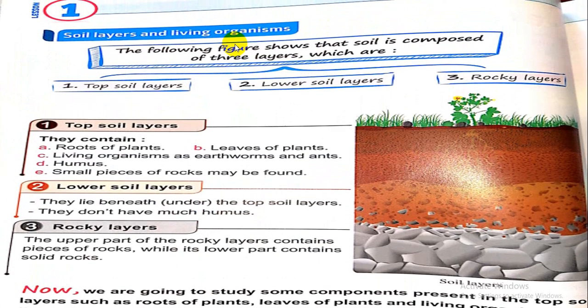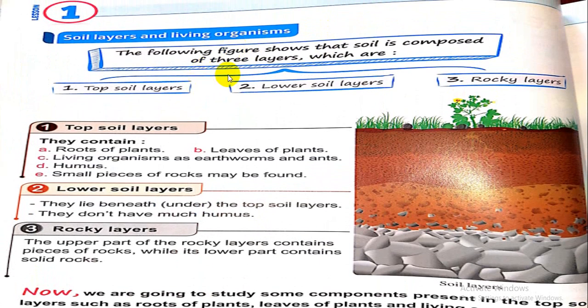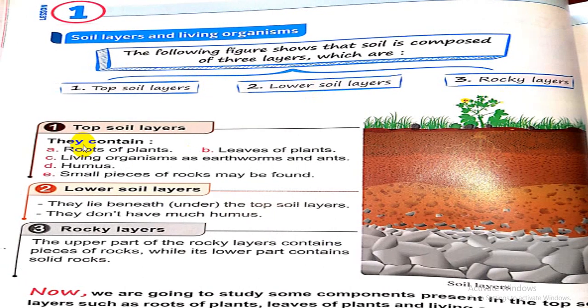Next, soil layers and living organisms. There are three layers of soil. The soil is composed of three layers, which are the top soil layer, the lower soil layer, and the rocky layer. Number one, top soil layers.